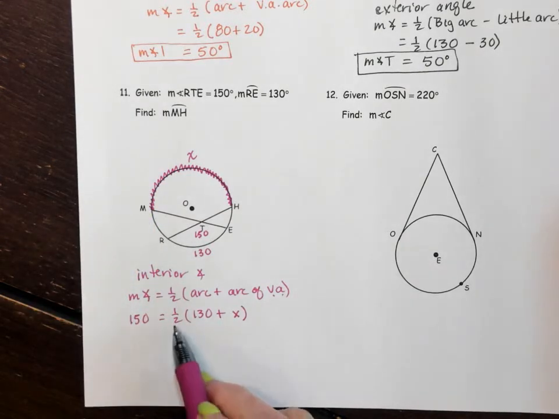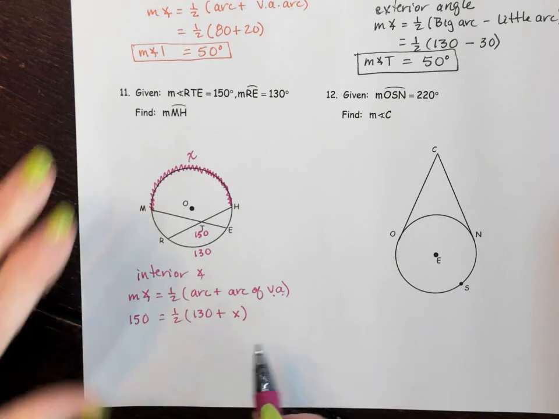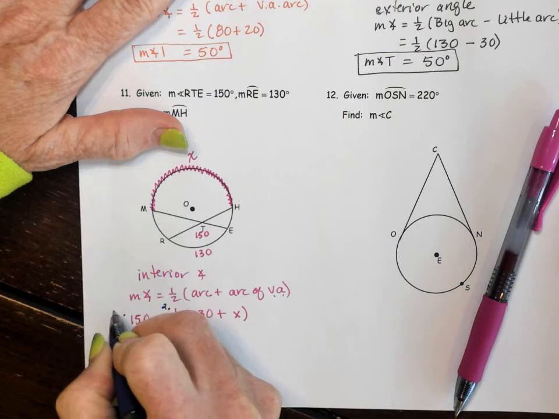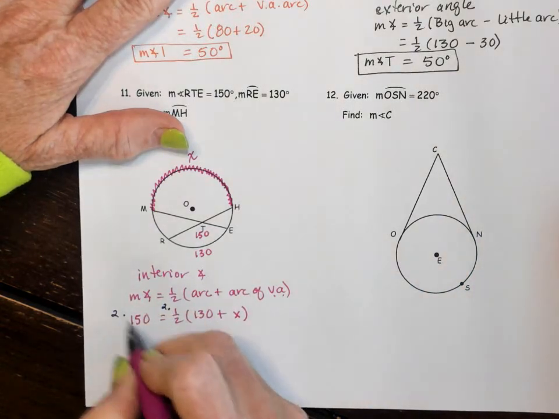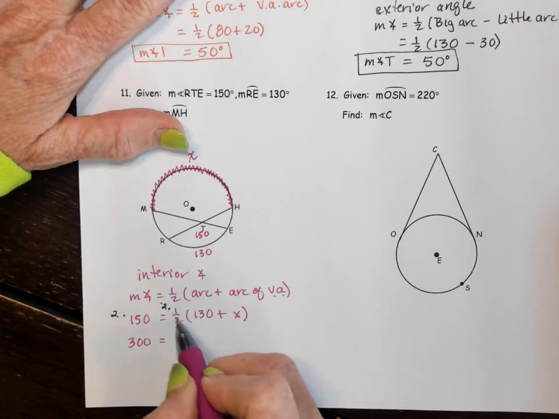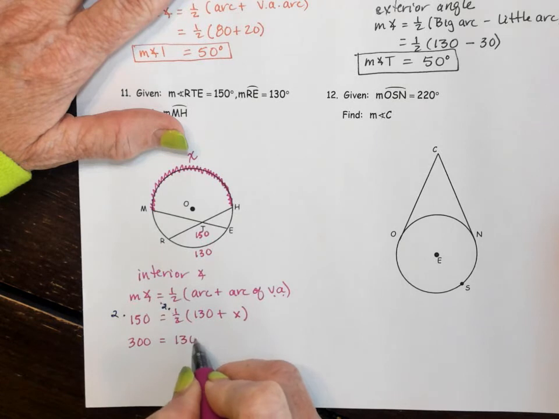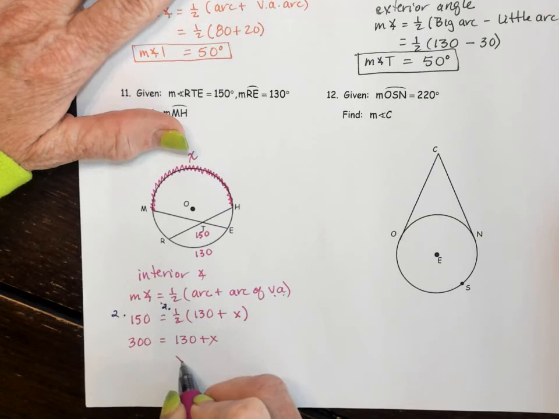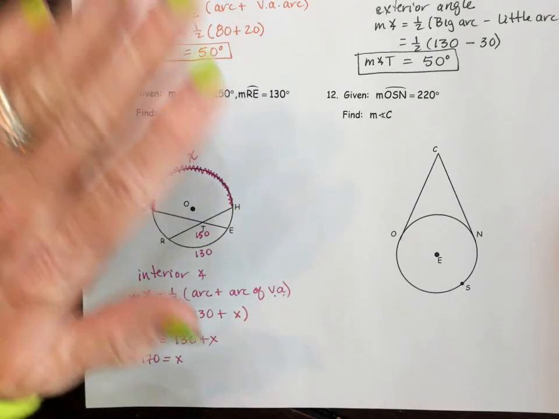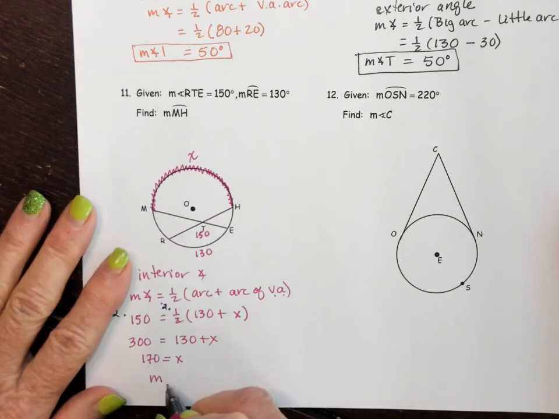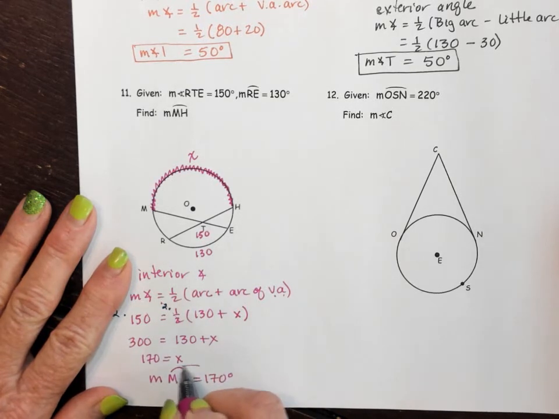Okay. Now, I don't want to distribute this half through. I don't want to deal with the fractions. So what I'm going to do is to multiply both sides by 2. So if I multiply this side by 2 and multiply this side by 2, left side gives us 300. Right side, this 2 takes out this half, and we're left with 130 plus X. Subtract off the 130, and that's 170. That is what we're looking for here, so we'll say the measure of arc MH equals 170 degrees.